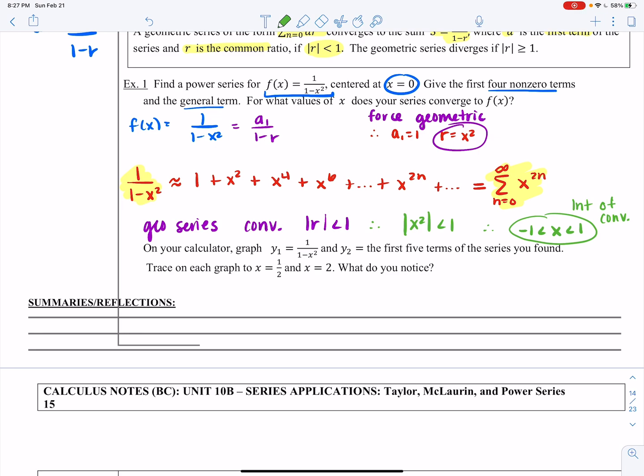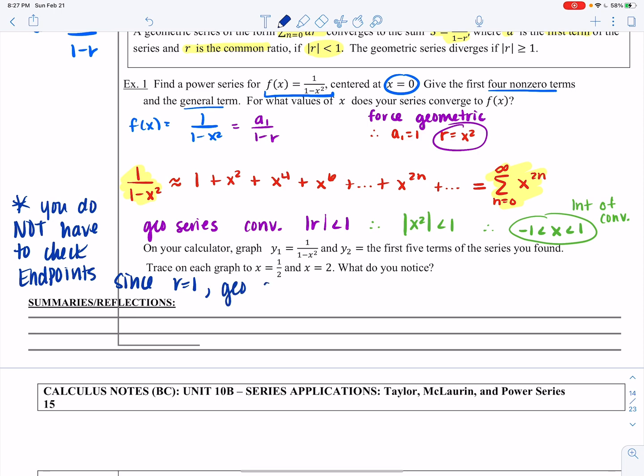Now you're probably wondering, oh no, Miss Lowry, are we going to have to check endpoints? No, I want you to write this note. You do not have to check endpoints or even do the ratio test. Since when the common ratio is 1, geometric series diverge. So I don't need to check when it's equal to. I just need it to be between those two numbers.